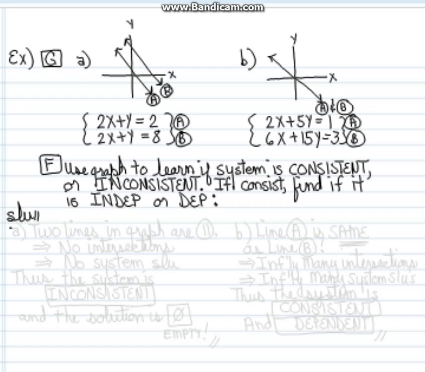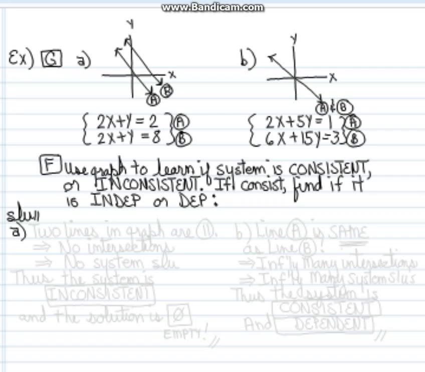And then if we carefully graph the second equation B, 6x plus 15y equals 3, it looks exactly like equation A. It's a straight line. It's exactly the same picture. Now we're asked to use the graph to learn if the system is consistent or inconsistent. If it is consistent, find out if it is independent or dependent. Okay, let's solve this problem.